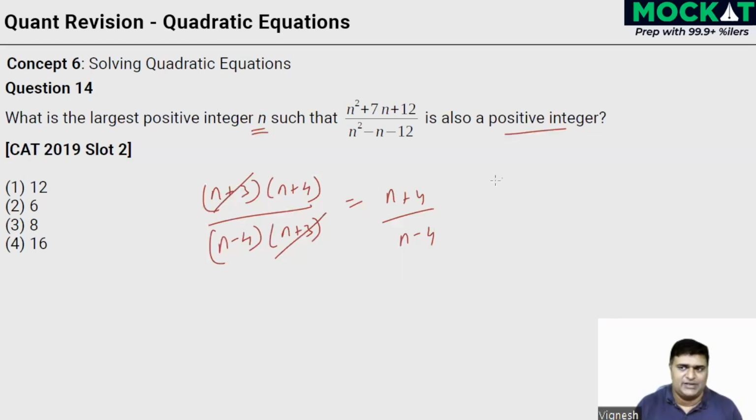Start with the largest, 16. Is 16 plus 4 by 16 minus 4, 20 by 12, divisible? No. Next possible value, 12. 12 plus 4 divided by 12 minus 4. Yes, divisible. Mark that. Keep going.